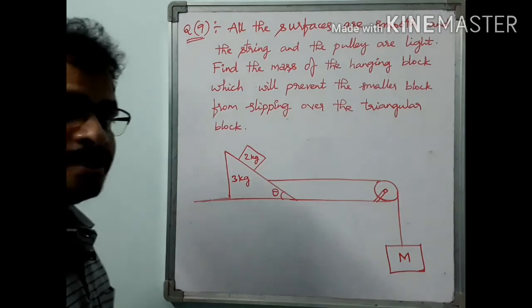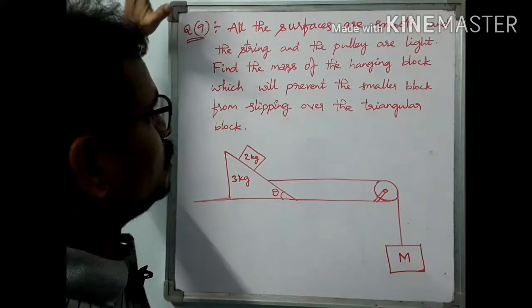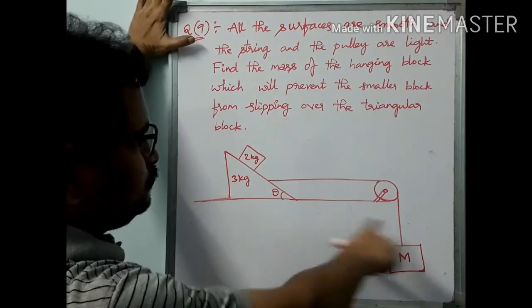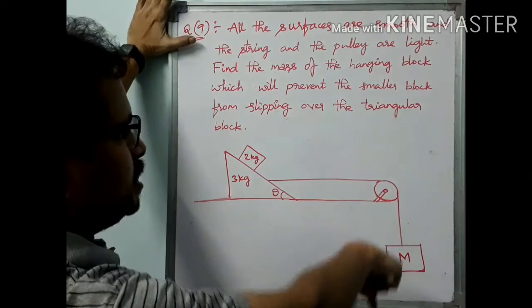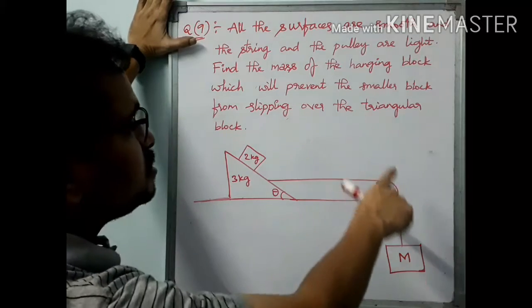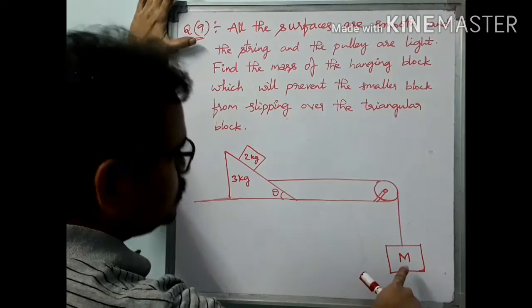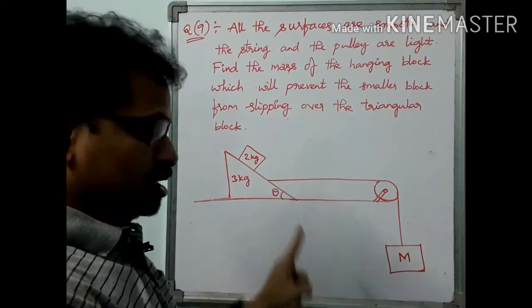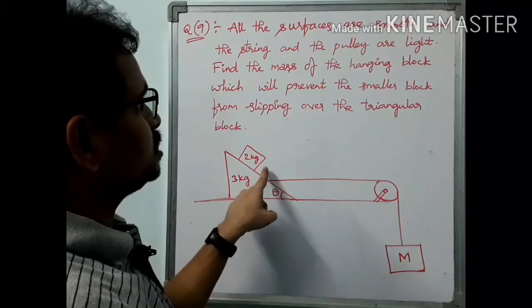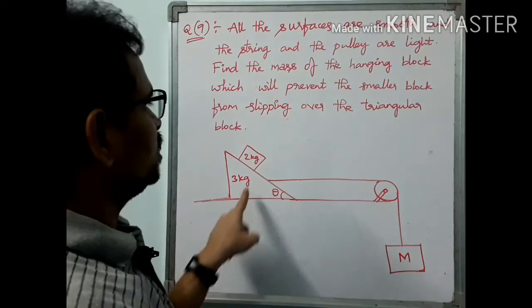Guys, next question. All the surfaces are smooth here and the string and the pulley are light. Pulley is light, string is light. Find the mass of the hanging block which will prevent the smaller block from slipping over the triangular block.